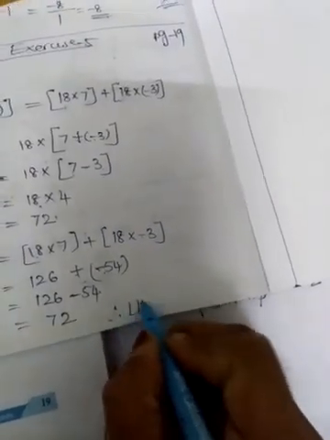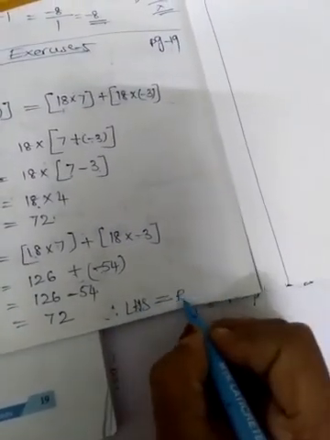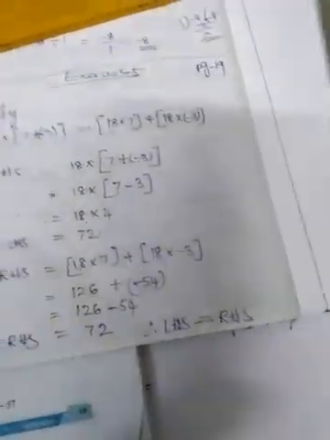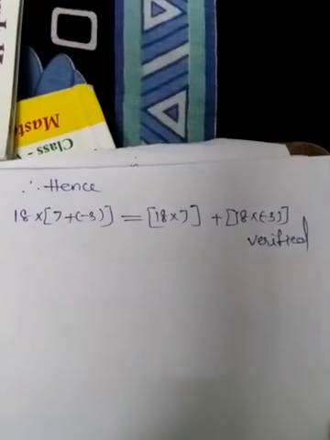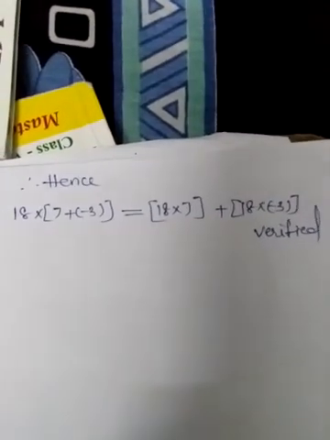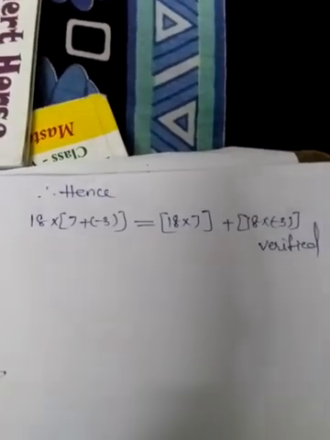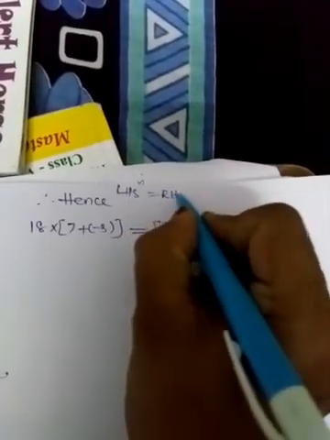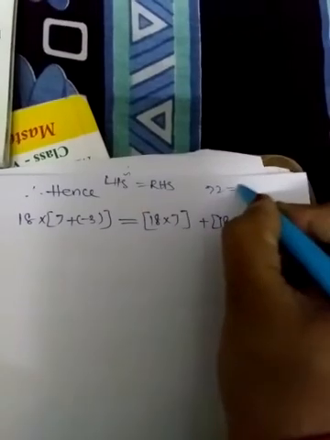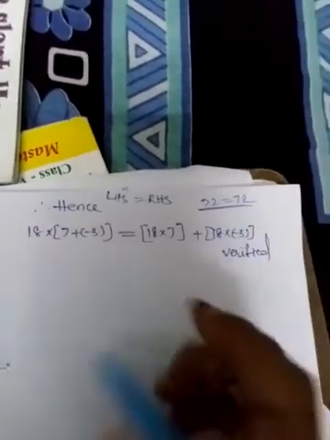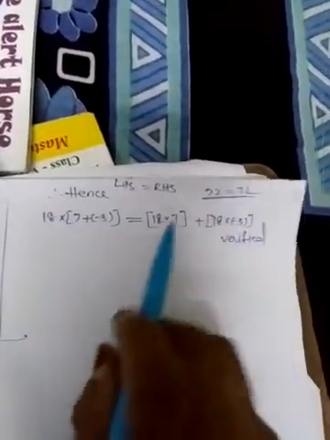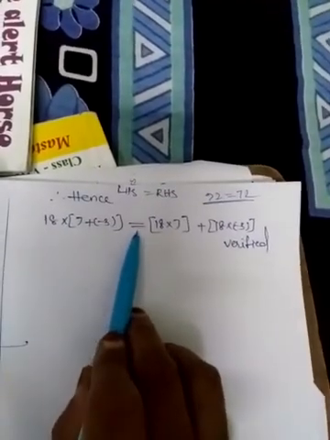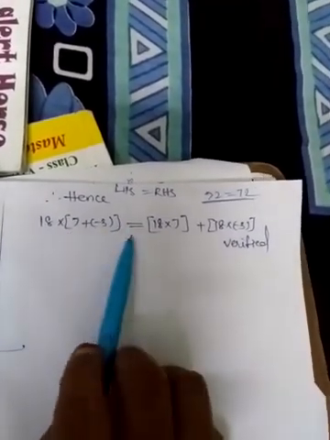Therefore, LHS is equals to RHS. Hence, problem is verified. Like this, therefore, write last. Verified, because LHS equals to RHS came, no? 72 equals to 72 came. That's why question which one given, that verified. See how I am writing equals to big root. Don't touch the digits, write neatly.